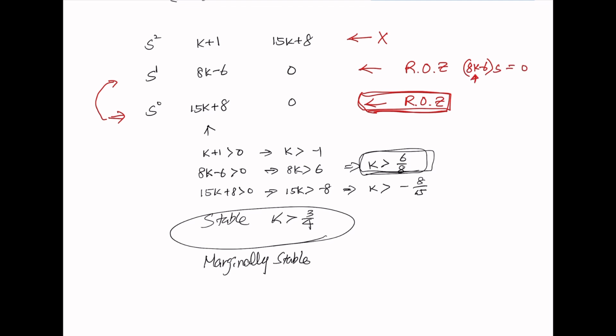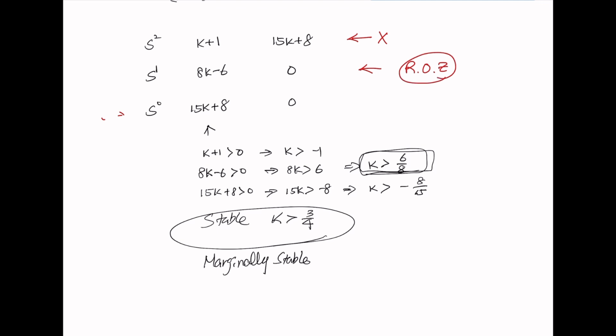Whatever value of K we plug in, there's no way we can have the jω axis crossing, because the s term is s to the power of 1. Therefore, we have to have a row of 0 in here. Then the auxiliary equation is going to be, well, K has to be 3/4. So the auxiliary equation is (3/4 + 1)s² + 15 × 3/4 + 8.